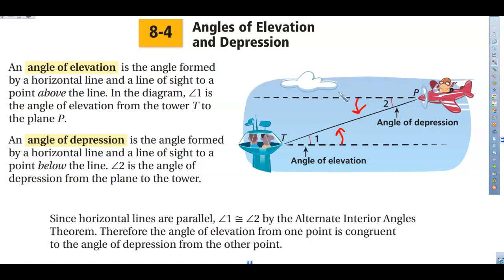All right, what I want you guys to remember is that all horizontal lines are always parallel. So that means that angles 1 and 2 are alternate interior angles, so they are congruent. So the angle that the people in the tower look up is the same angle as that the person in the plane has to look down. So your angles of elevation and depression are always congruent. If you have any questions about that, go ahead and write that down now.